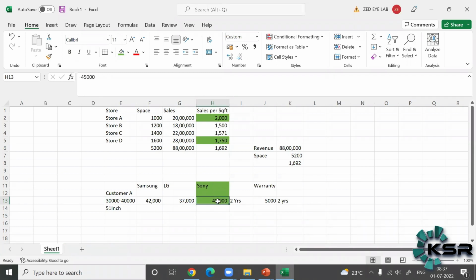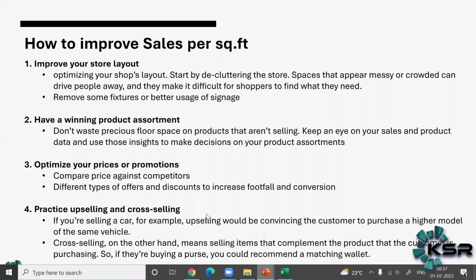upselling is done. So he bought for 45,000, correct? Was he looking for a warranty? The answer was no, correct? But what I have done, I have explained to him so beautifully that I sell something more than he expected. So apart from Sony, I have given him the warranty also. Okay, let me give you a simple example.